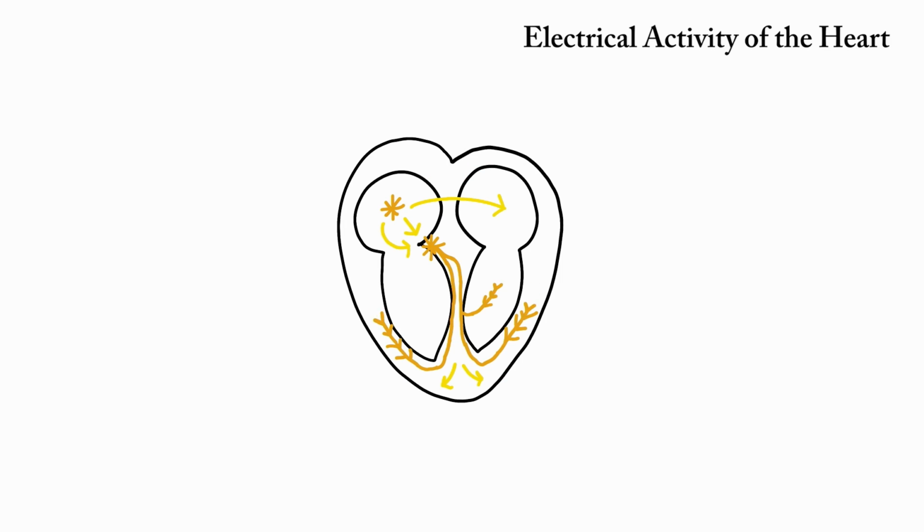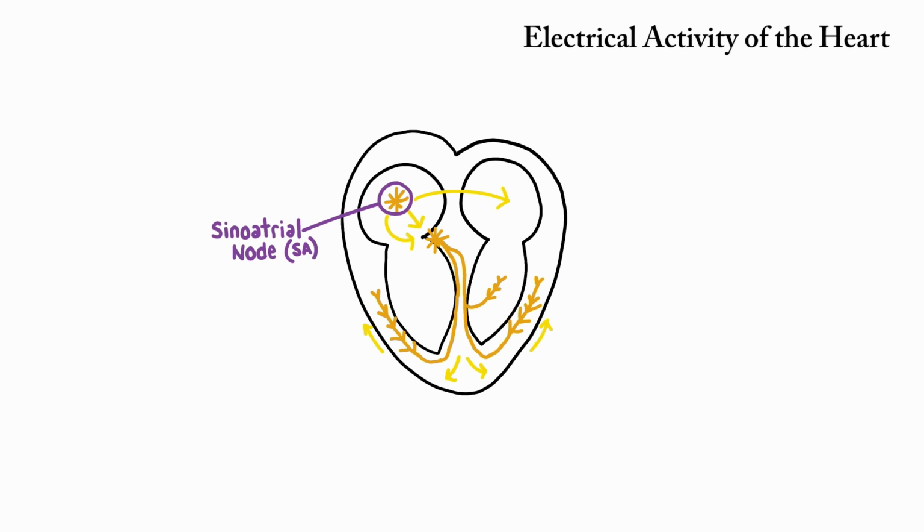It's important to note that any cardiac pacemaker cell can initiate that electrical impulse, but the normal pacemaker of the heart is the Sinoatrial Node, the SA node. The SA node is located in the upper portion of the heart. It initiates that charge that travels to the Atrioventricular Node, also known as the AV node, and that's located in the lower right atrium near the septum, the middle part of the heart.